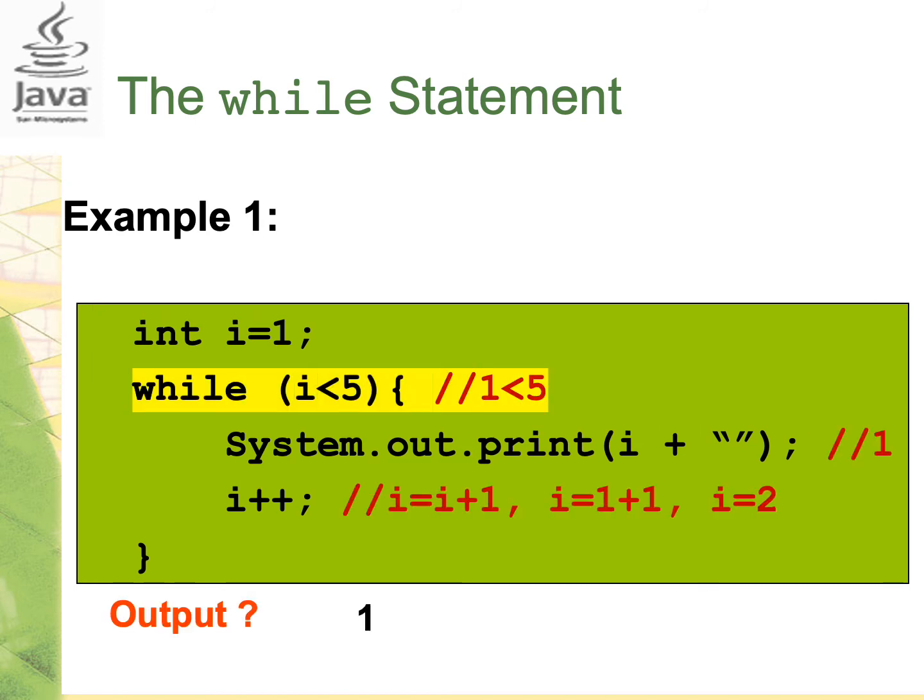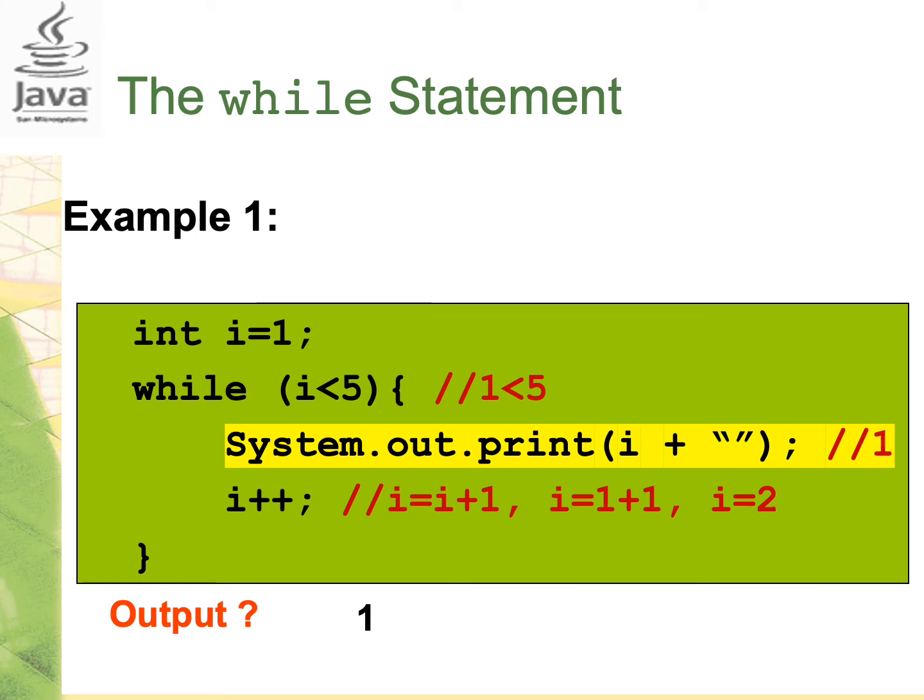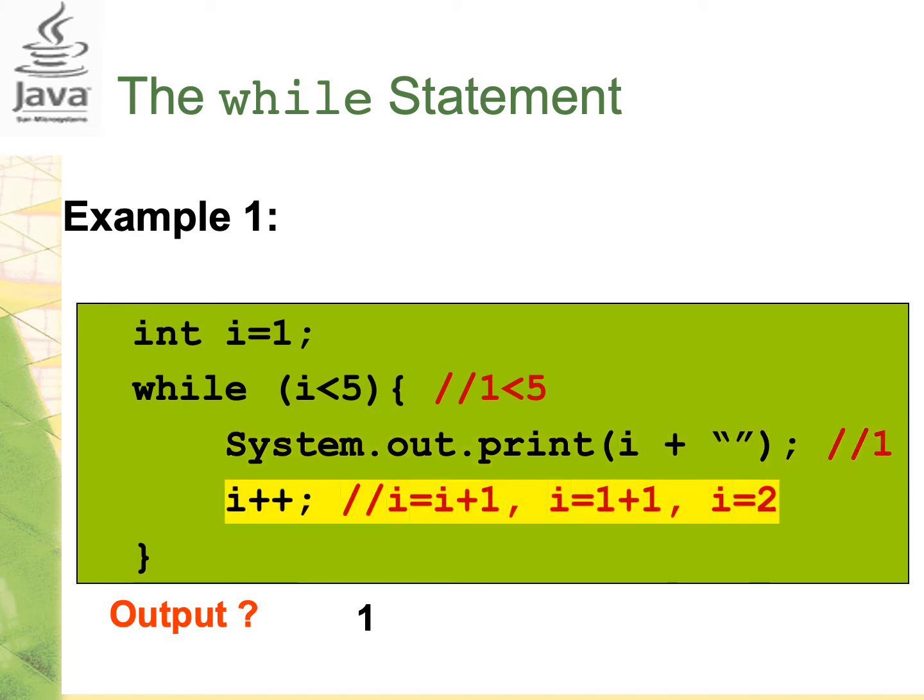So when we run this code, our i is currently equal to 1. It checks, is 1 less than 5? That is true. It executes the while loop and displays 1 because we have our System.out.print and we want to display the value of i. Then we have i++, so it becomes 2. So i++ is similar to writing i equals i plus 1.